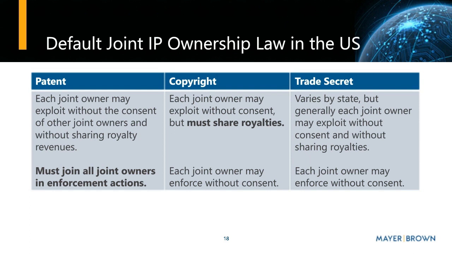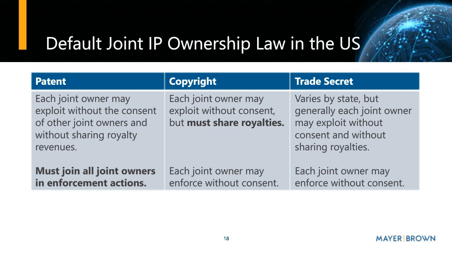In the U.S., a joint owner must join all other joint owners in enforcement actions against a third party, as Michelle alluded to earlier. This requirement may work as an advantage to the accused infringer and a disadvantage to a joint patent owner who's trying to enforce the patent. If any of the joint owners refuses to join in the action as a plaintiff, the patent cannot be enforced.